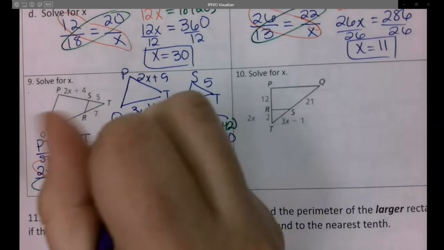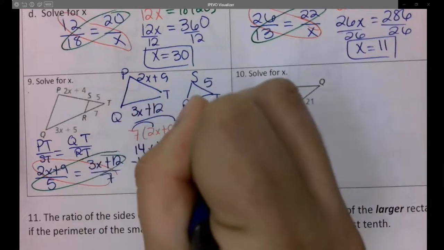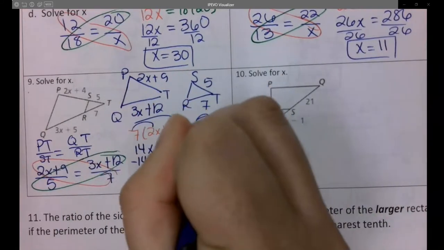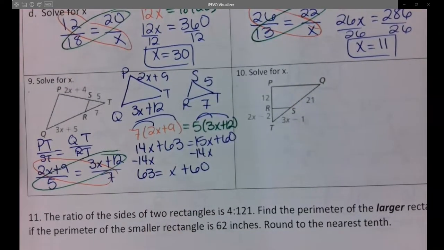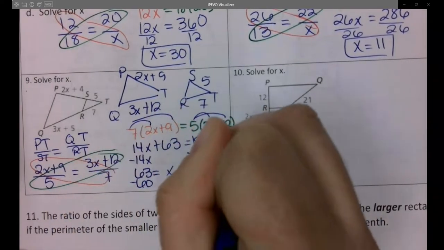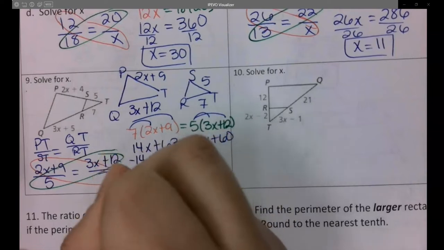Then I want to go ahead and get all of my variables on the same side, so I'm going to subtract 14x on both sides. I get 63 on the left, x plus 60 on the right, because 15 minus 14 gives me 1. Then I want to go ahead and subtract 60 on both sides, which gets me 3 equals x.